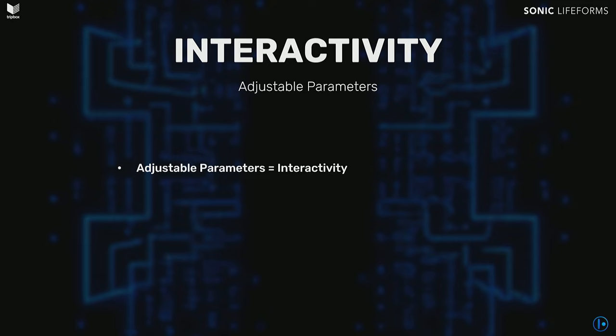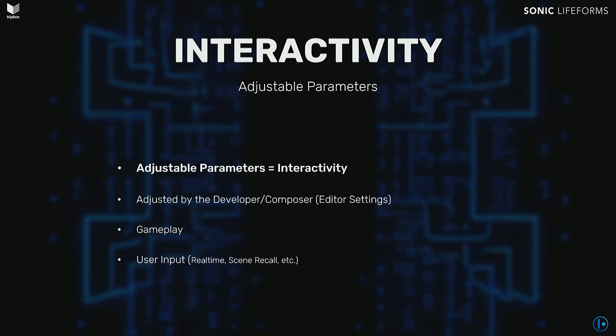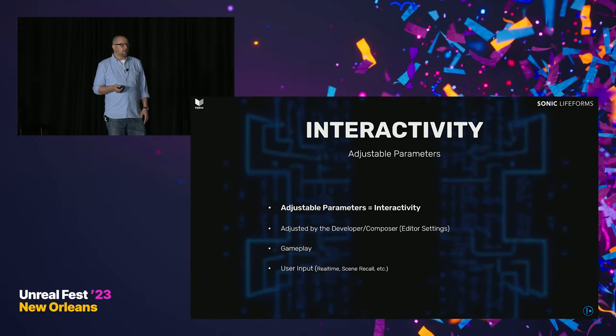So the moment we have parameters, of course, we're going to use them while we're working in the editor, while we're setting up our systems. But when we have these variables, we can also tweak them during gameplay by gameplay parameters like time of day or how much action is going on or whatever you like, or by direct user input, of course.